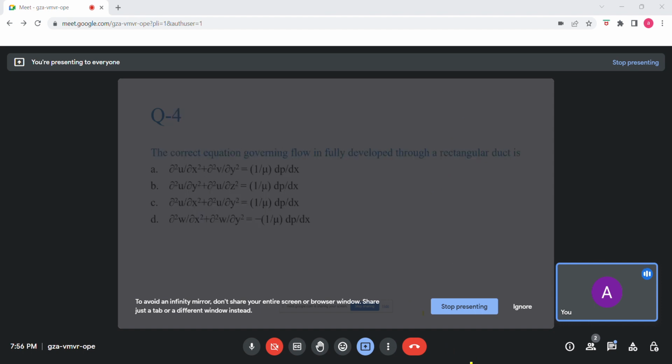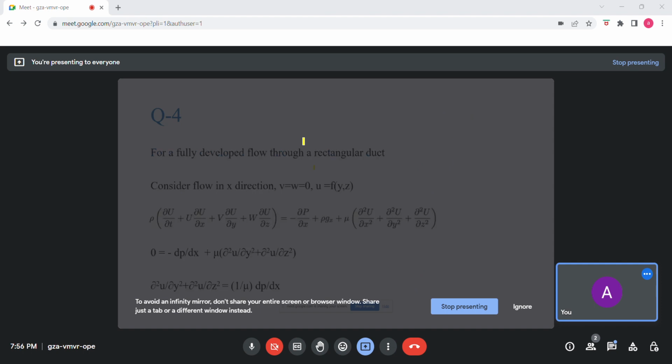This is the correct equation in the flow through a rectangular duct. We use the Navier-Stokes equation in rectangular coordinates. And we substitute steady flow, and u is not a function of x, and v and w are 0, and we use g is 0 and it is again 0. Other terms put together we will get this form of equation.